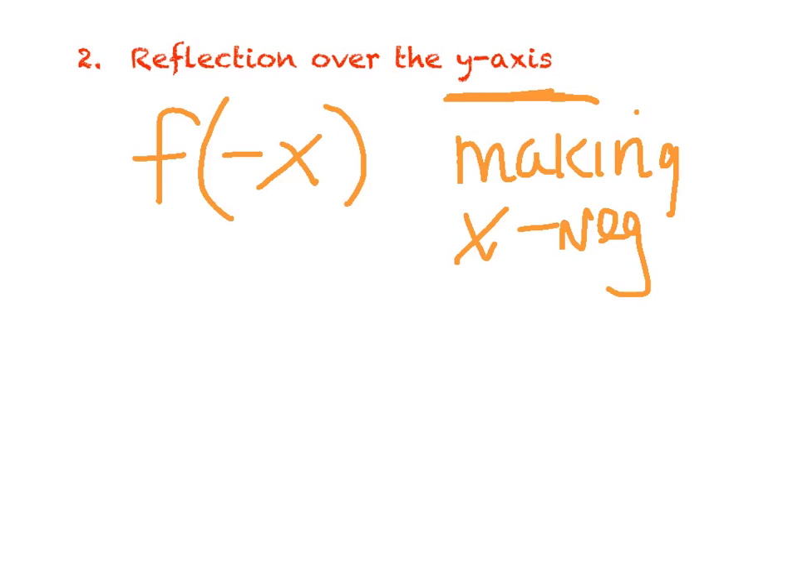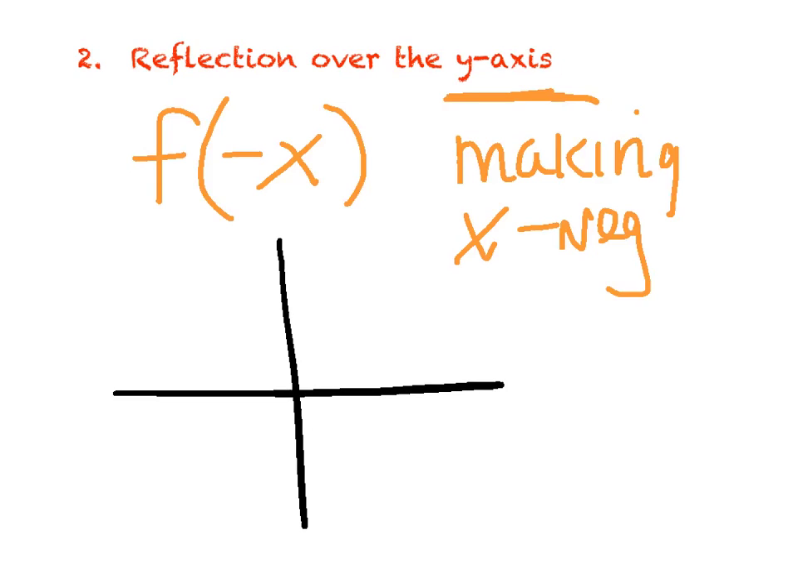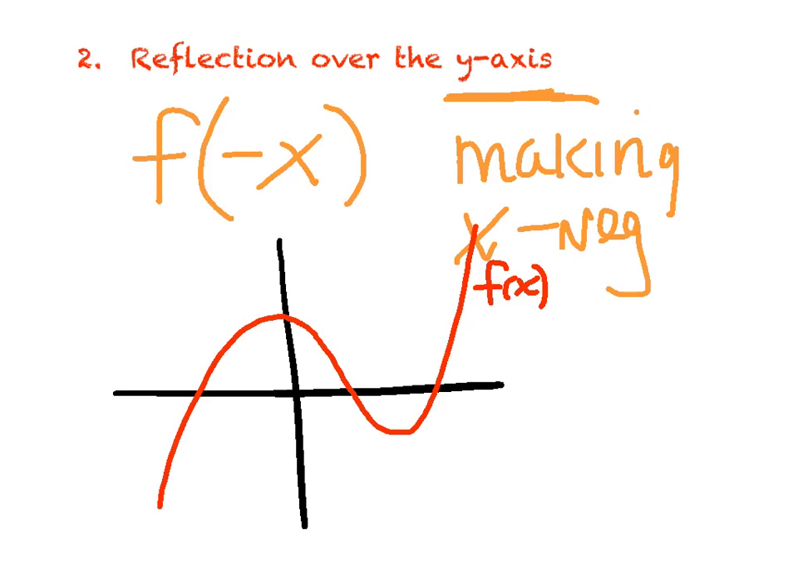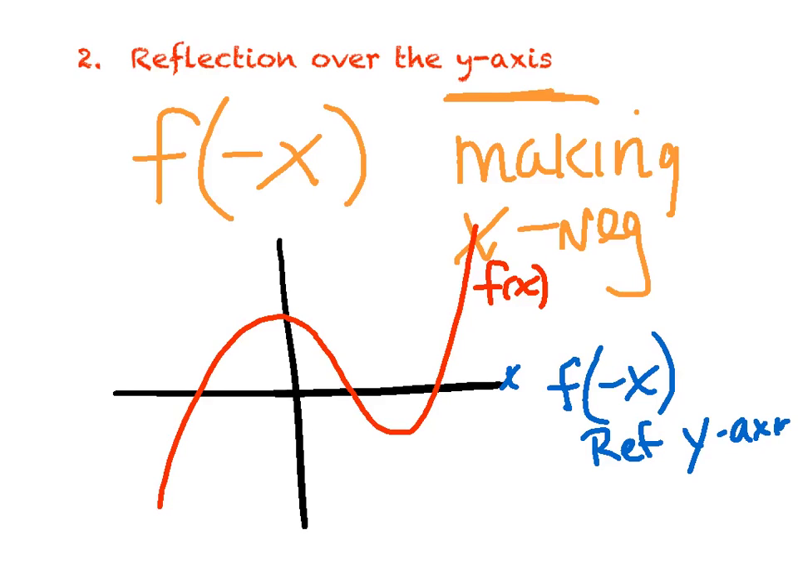So let's go ahead and sketch a function that might look like that. I'm going to try to draw a similar function there. And we'll say that's f of x. And if I want to sketch f of negative x, in my head I'm saying I'm making the x negative, so that means reflect over the y-axis. Alright, so here's the y-axis. So I'm just going to go sideways.